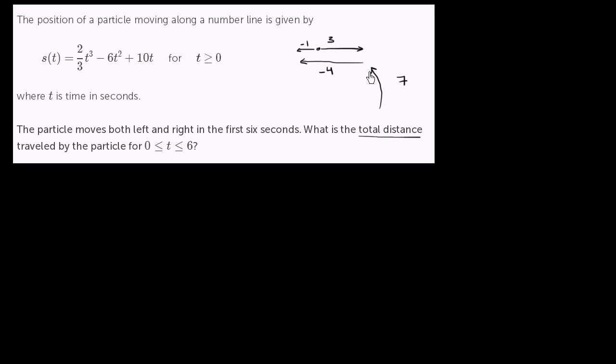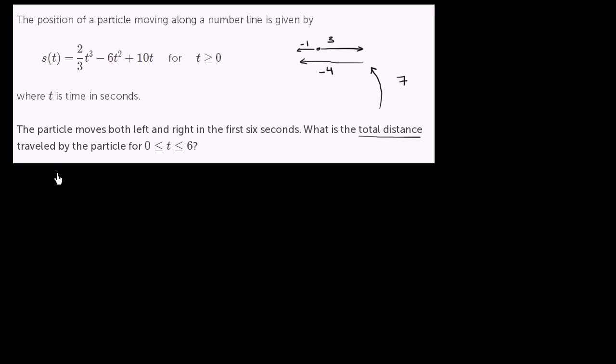So now that we've clarified that, I encourage you to pause this video and try to answer the question: what is the total distance traveled by the particle in these first 6 seconds? So the easiest way I can think of addressing this is to think about when this thing is moving to the right and when it is moving to the left. It's going to be moving to the right when the velocity is positive, and moving to the left when the velocity is negative. So this really boils down to thinking about when the velocity is positive or negative. And to think about that, let's graph the velocity function, or make a rough sketch of it.